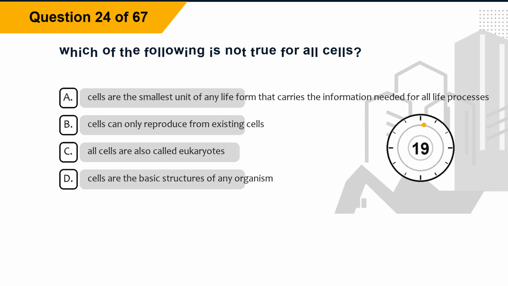Question 24. Which of the following is not true for all cells? Option A. Cells are the smallest unit of any life form that carries the information needed for all life processes. Option B. Cells can only reproduce from existing cells. Option C. All cells are also called eukaryotes. Option D. Cells are the basic structures of any organism. The correct answer is option C.